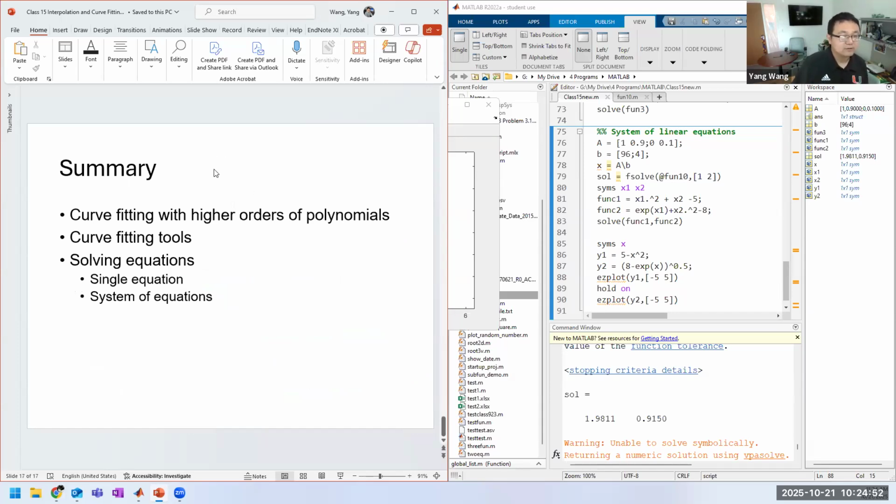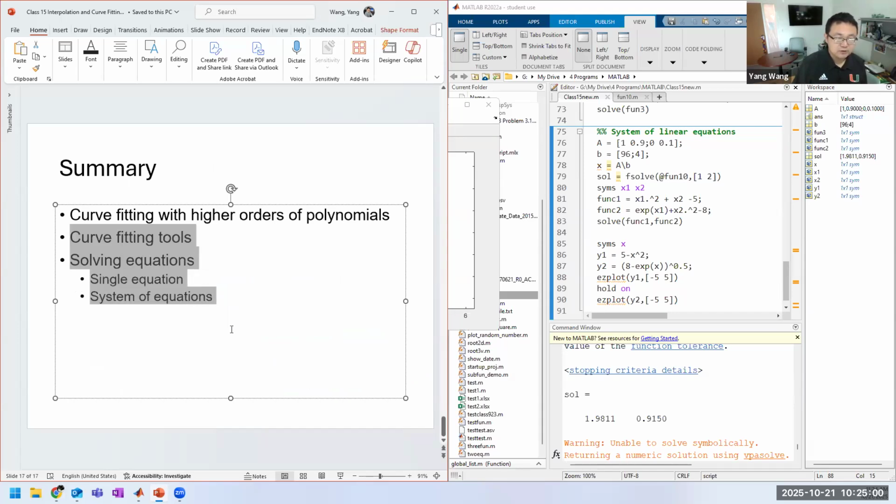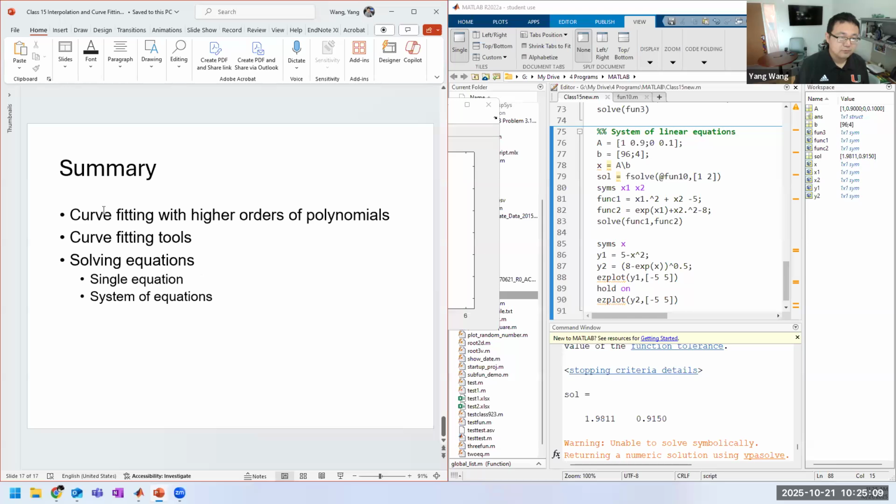So this class, we talked about curve fitting with higher orders of polynomials. We talked about the curve fitting tools, and then we specifically introduced the ways to solve equations, right? It can be a single equation or systems of equations. There are different ways for us to use when we're facing higher order, more sophisticated equations and trying to find the roots. Okay, so that's it for this class.